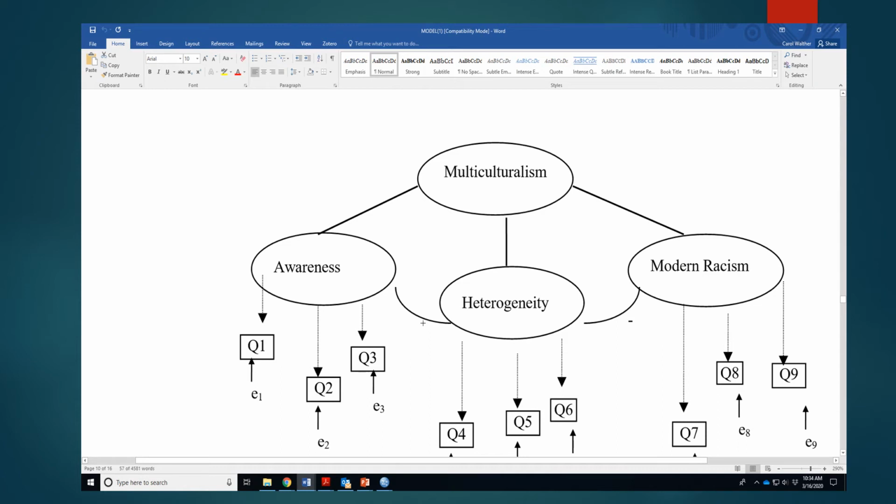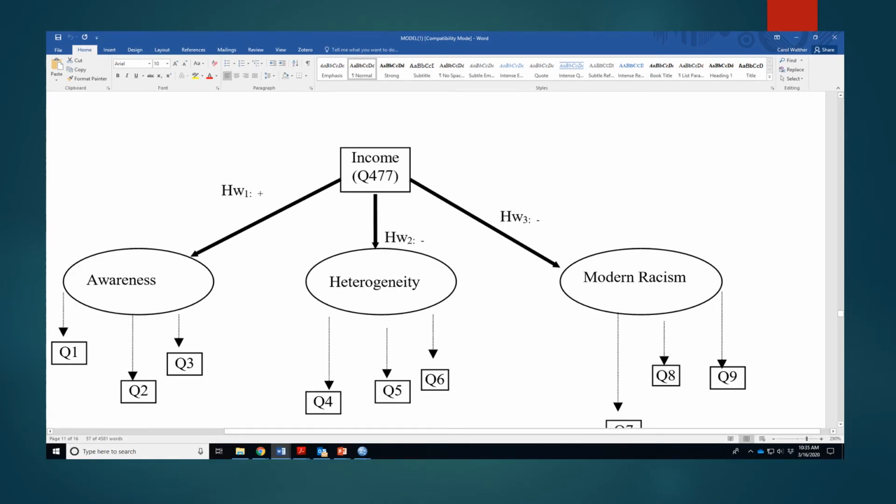You also notice that there are positive and negative relationships between awareness and heterogeneity, and then modern racism and heterogeneity. So these arrows, positive and negative, say that there's a relationship between those three latent indicators, and that you're proposing that there's a positive relationship between awareness and a negative relationship between modern racism and the center latent variable.